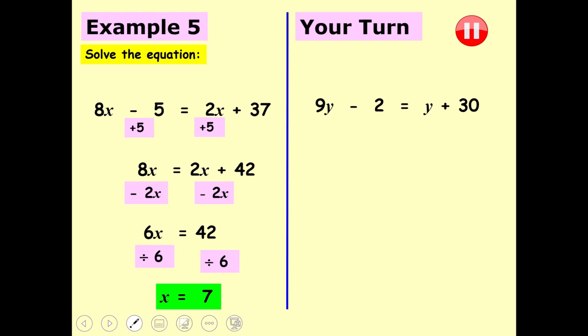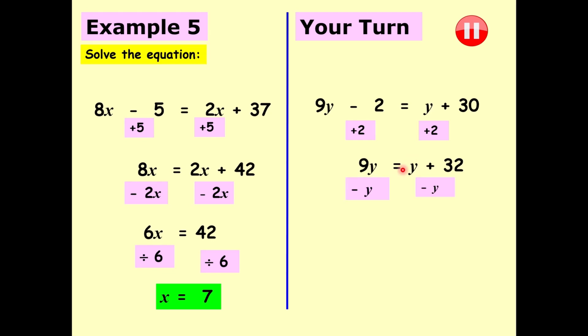Okay, so we've got 9y take away 2 equals y plus 30. We are first going to get rid of this -2 here, and we're going to add 2 to both sides. That will leave us with 9y equals y plus 32, because we're adding the 2 onto the 30. Remember, in algebra, if you've just got a letter on its own, that means 1y. Okay, so we've got 1y on the right-hand side of the equation.